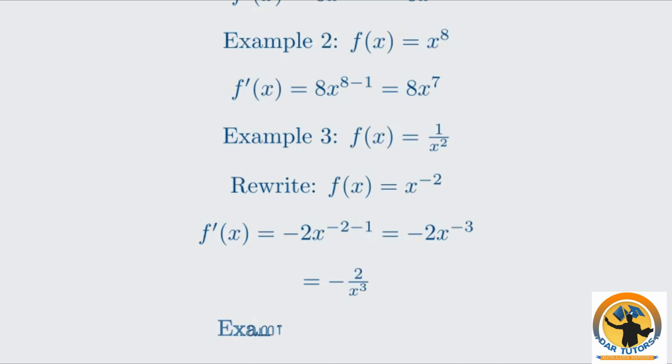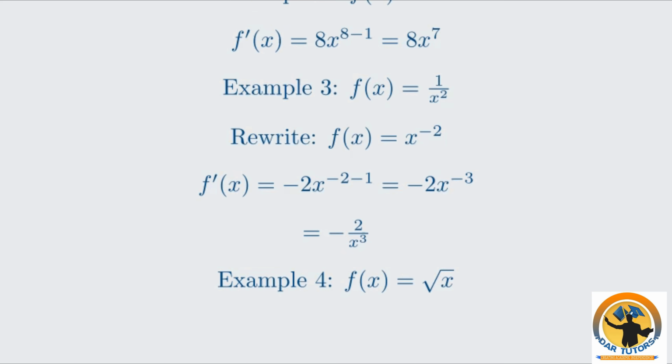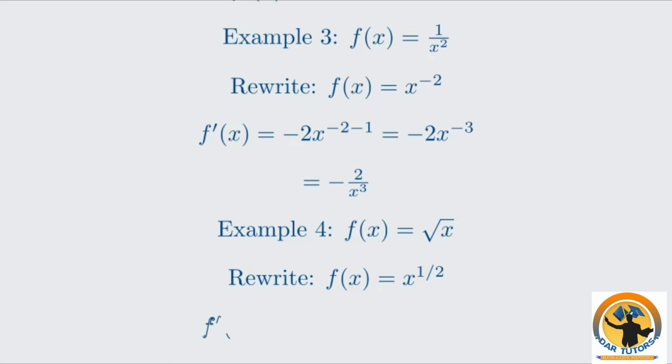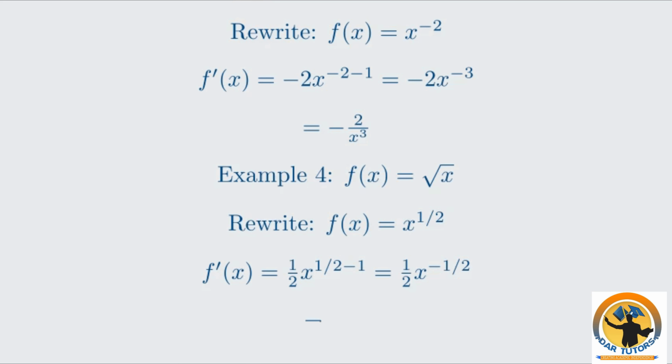Let's try another one with the fractional power. Differentiate f of x equals the square root of x. The square root of x is x to the power of 1/2, so n is 1/2. The derivative is 1/2 times x to the power of 1/2 minus 1, which is 1/2 x to the power of negative 1/2. This can be written as 1 over 2 times the square root of x.